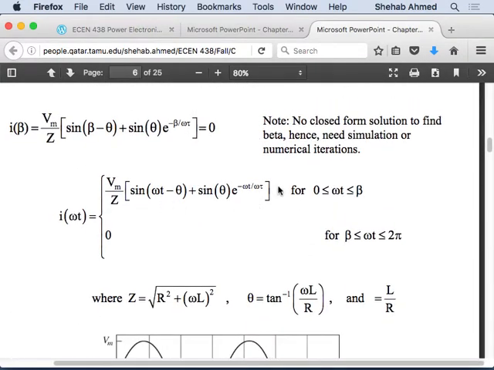Here, the only difference is that you will have an additional DC term that we added. And this equation will still be something that you cannot solve. There's no closed solution for beta. You have to solve numerically with your calculator, right? So the process is exactly the same.